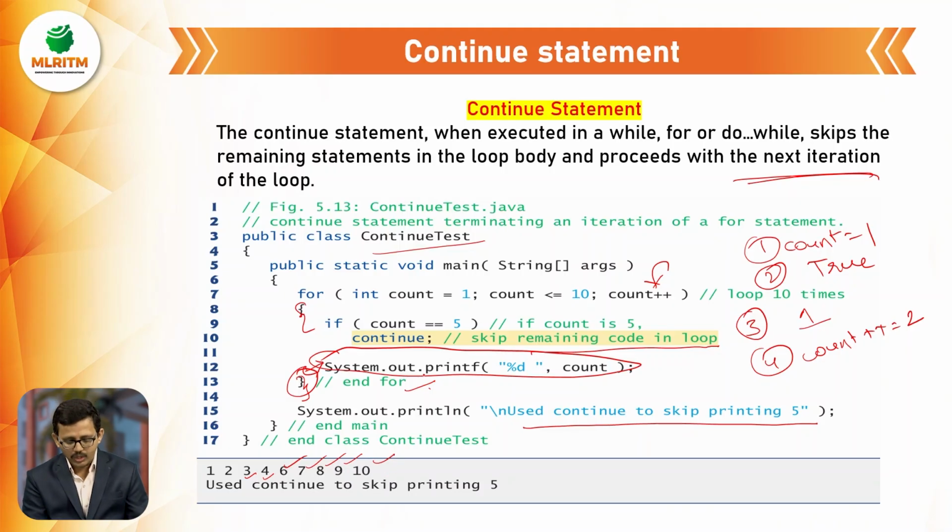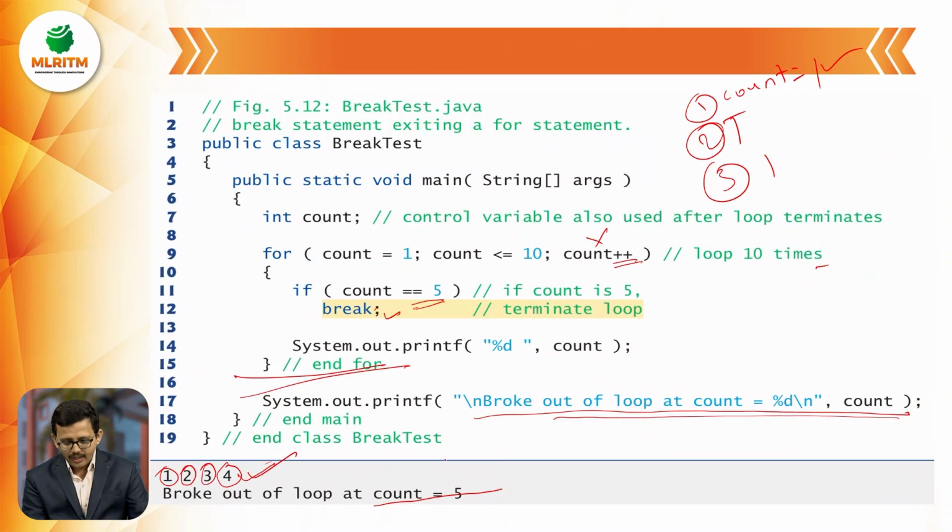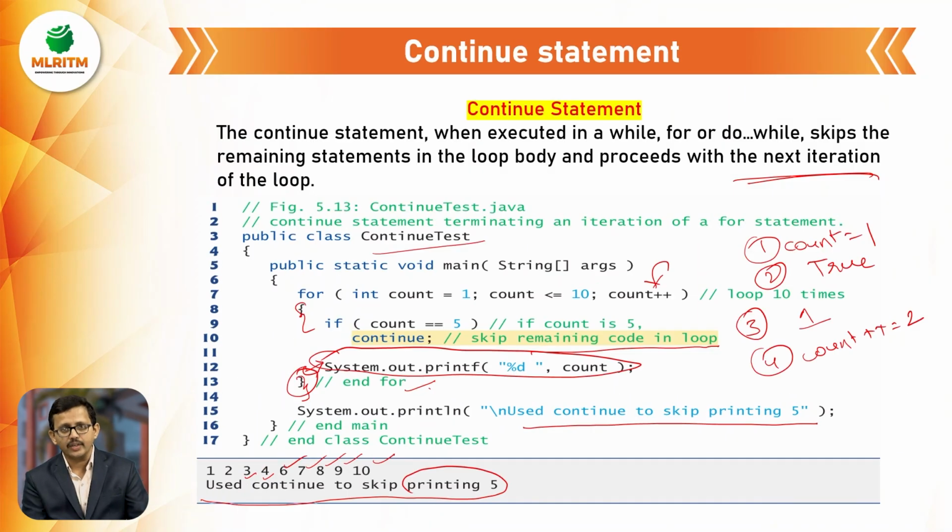So at the end of the loop, what are we getting? Using continue, we skip the printing of 5. So only 5 is skipped here. Unlike the previous case, where after 4, when it encountered 5 and we gave break, everything stopped and it went out of the loop. But with the continue statement, we are skipping only 5 and the remaining iterations go on.